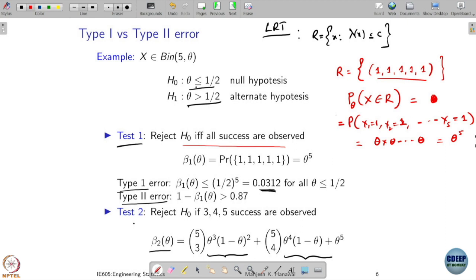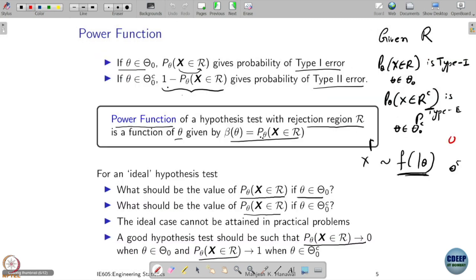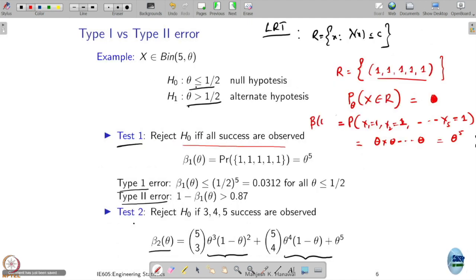Okay, now let's compute the type 1 error for this. What is the definition of type 1 error? What we basically got is the definition of our power function. How did we denote the power function? We denote it as beta of theta. Okay, so let's plot it. My theta is going to take values between 0 and 1, and this is my beta of theta.